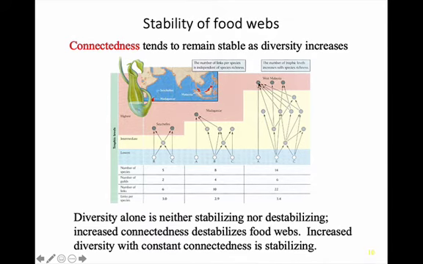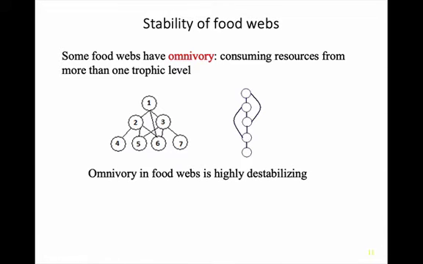Finally, we often have omnivory. And here's an example of an omnivore. It eats a plant and it eats the consumers that eat that plant. So it's eating a species and it's eating the resource of that species. Well, that's profoundly destabilizing. Here's a parasitoid guild that preys on caterpillars, and here's a fly that lays eggs on something that eats the caterpillar, and it lays eggs on the predator of that same thing.